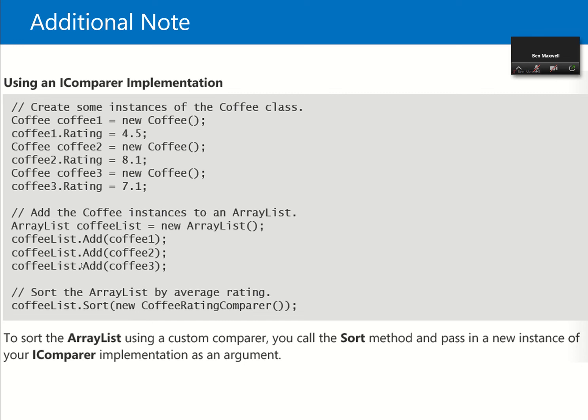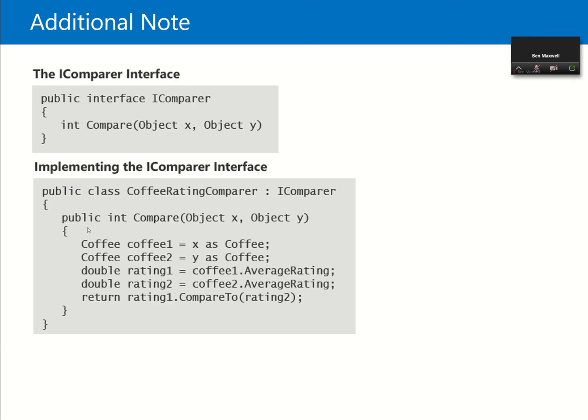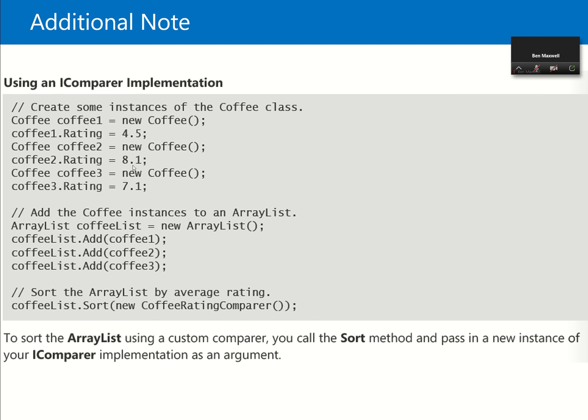After that, you will return rating 1 compared to rating 2. Again, it will return either -1, 0 or 1. This is the difference. Once you have this, it also has the dot sort. Now, the iComparer implementations example.